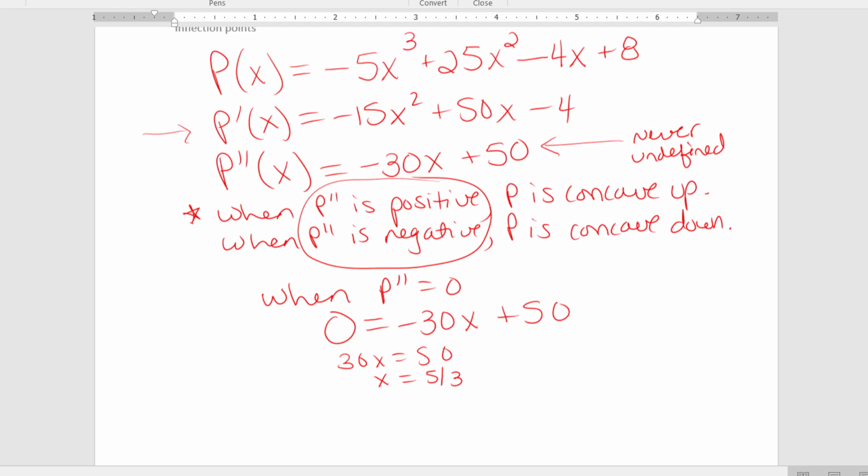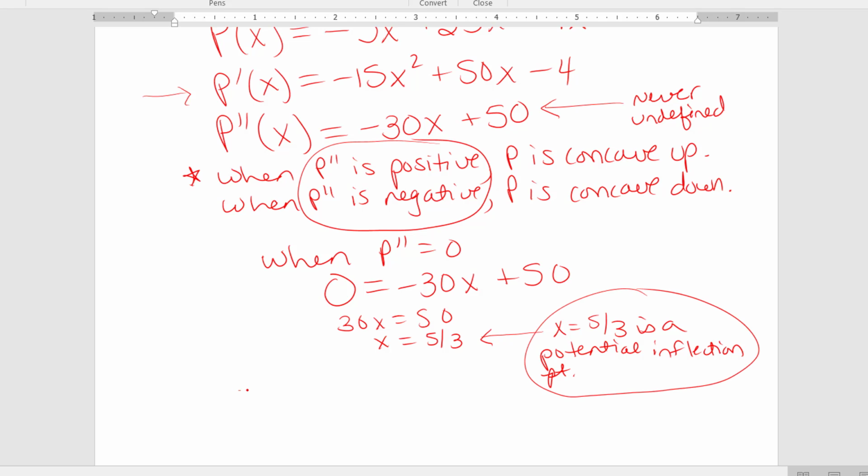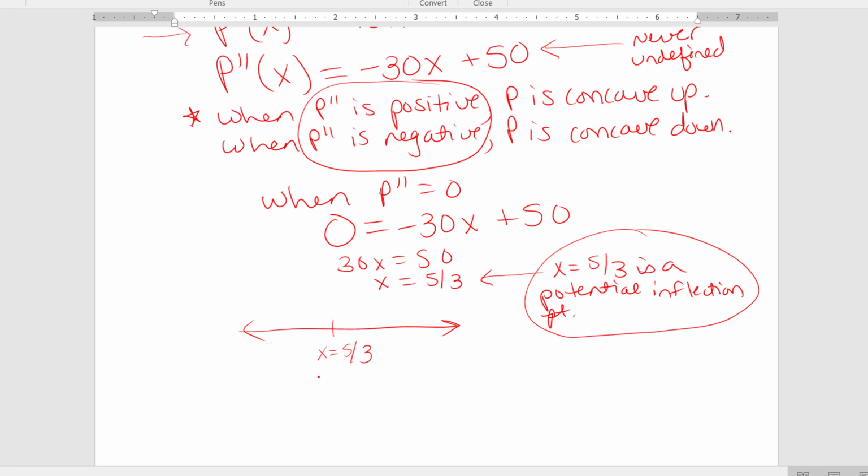That does not mean that you can now stop and conclude that this is an inflection point. Instead, what we know is that x equals 5/3 is a potential inflection point. To prove that it's an inflection point, we actually need to test the sign of p double prime on both sides of this x equal 5/3 value. So I'm going to draw a little number line. I'm going to put x equals 5/3 on my number line. And my question is, does p double prime change sign at this value? At this value, p double prime is 0. What is the sign of p double prime on the left? What is the sign of p double prime on the right?